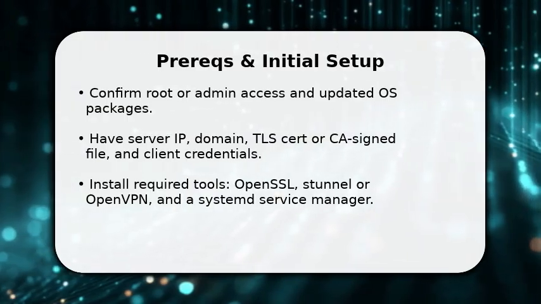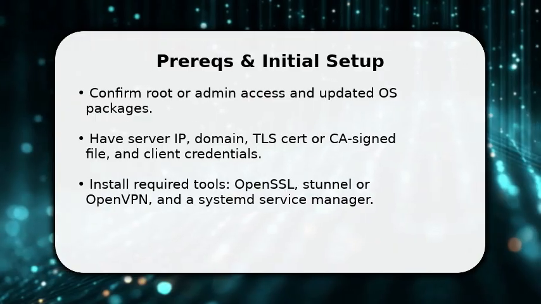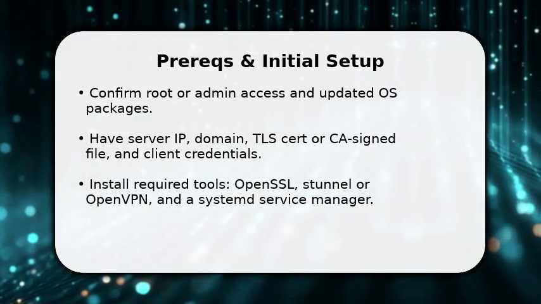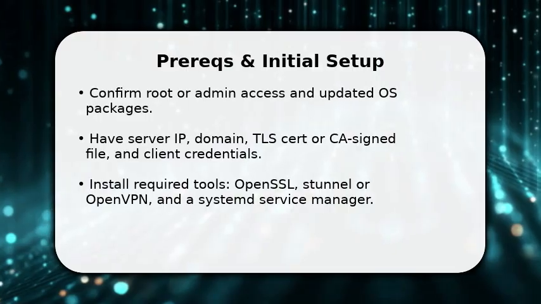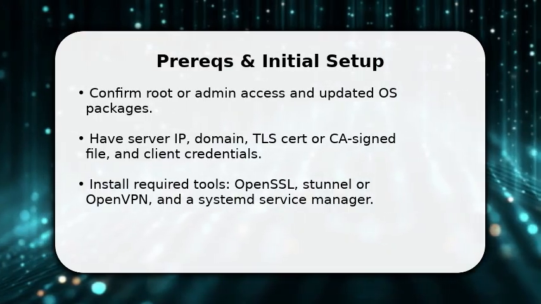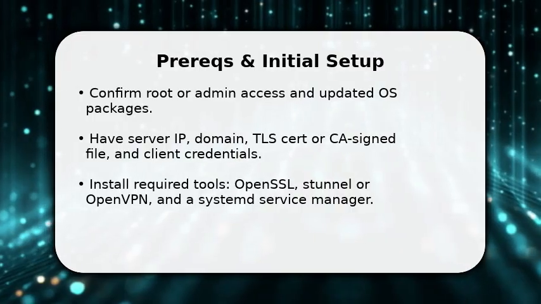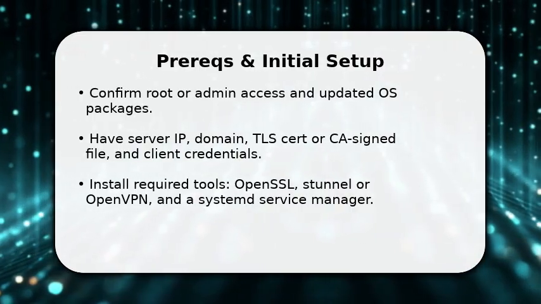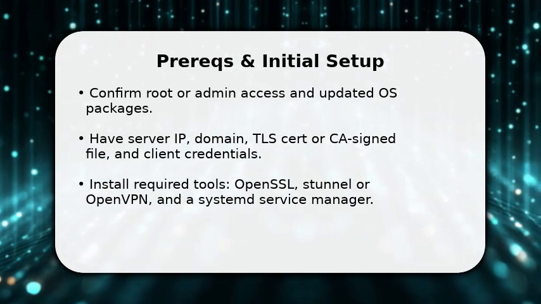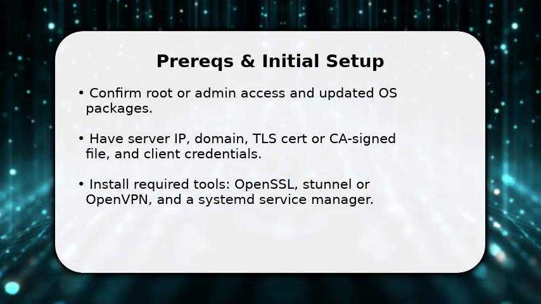Install Stunnel or your chosen TLS tunneling tool and OpenSSL. Once done, create a dedicated user for the tunnel and set file permissions to 600 for keys. This reduces attack surface and ensures the process can run without elevated interactive sessions while you continue the build.